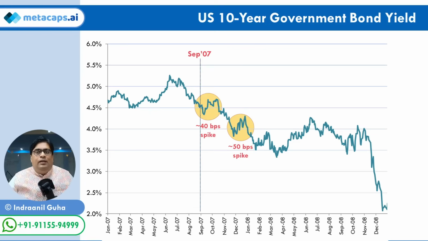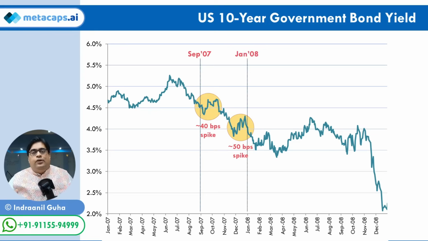Bond yields will absolutely start to collapse, and this is exactly what seems to have happened after September 2007 as well. Despite these two instances of spikes in bond yields, the larger direction of bond yields was absolutely towards the downside, and that was because the economy was weakening at a very, very fast pace and inflation was trending downwards at a very, very fast pace.